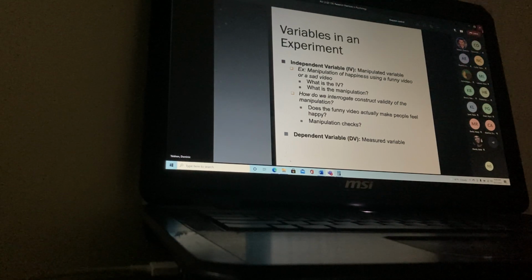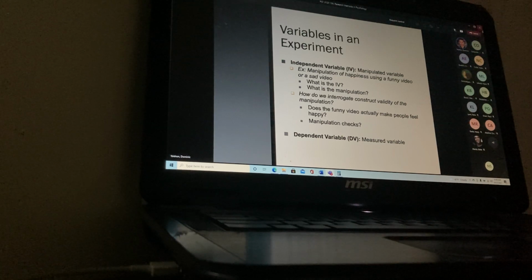The manipulated variable could mean lots of different things. We could have manipulation of happiness, like the example on the slide, using a funny video or a sad video. We could have a treatment, so pill A versus pill B. We could have any number of things to induce some type of change in the participant. So they're being exposed to something in some manner.